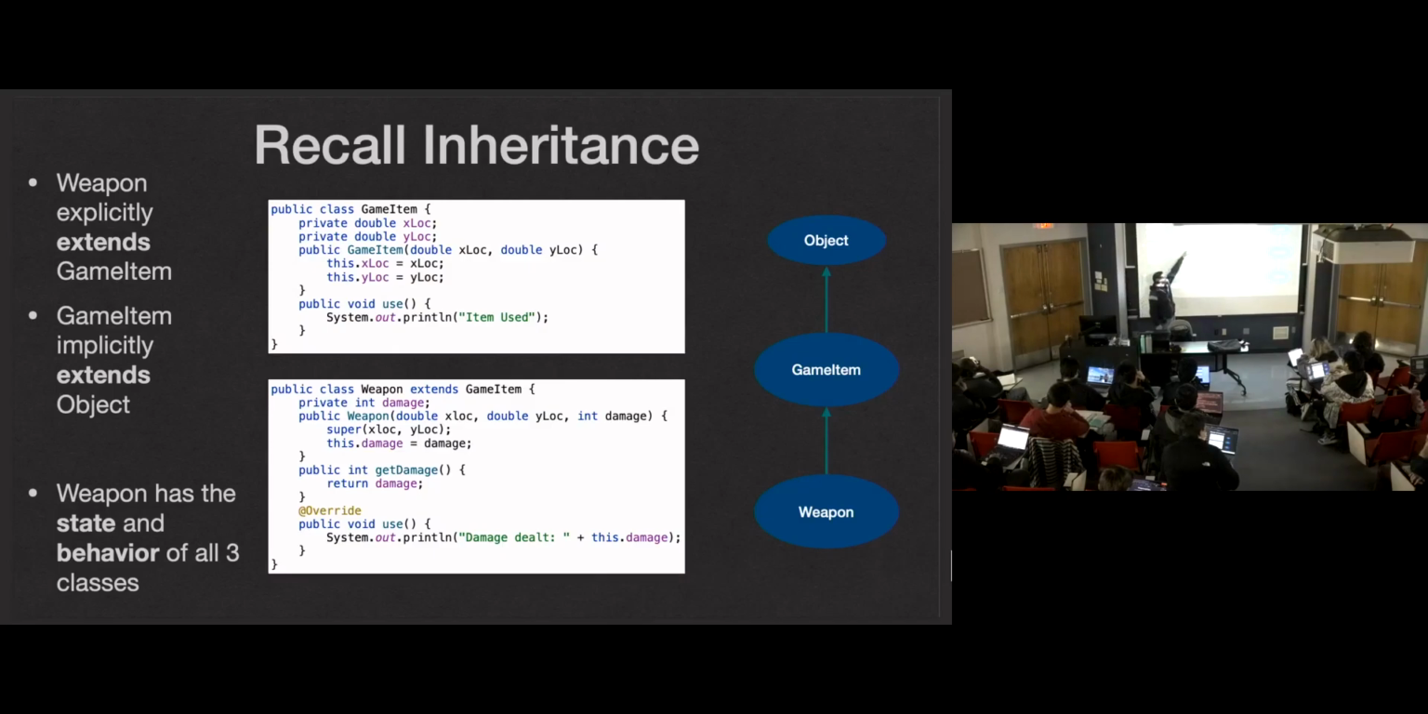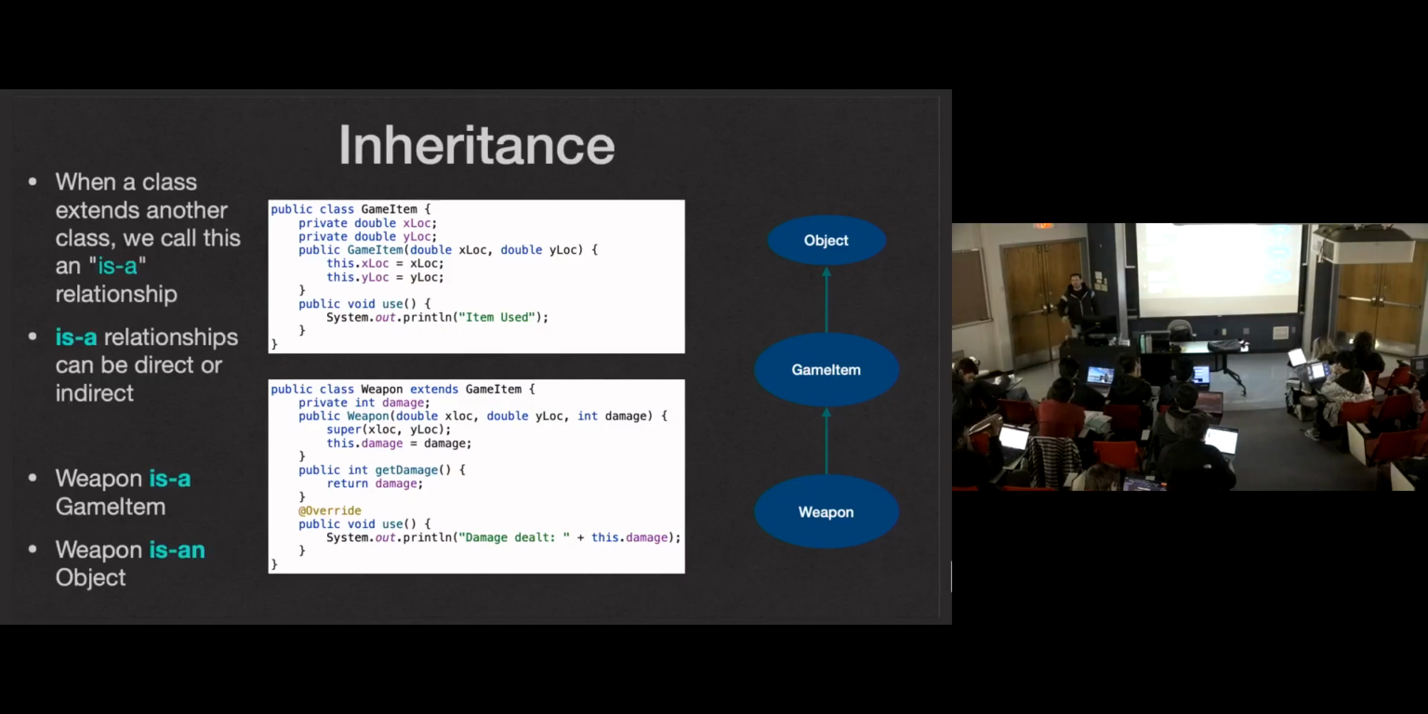If a class does not explicitly extend any other class, it implicitly extends the object class. So game item extends object, and weapon inherits from game item, and game item inherits from object. So we have these three classes that interact with each other, and the weapon class at the bottom of this interaction has all of the state and behavior of the weapon class, of the game item class, and of the object class. It gets all of that functionality in this one weapon class.